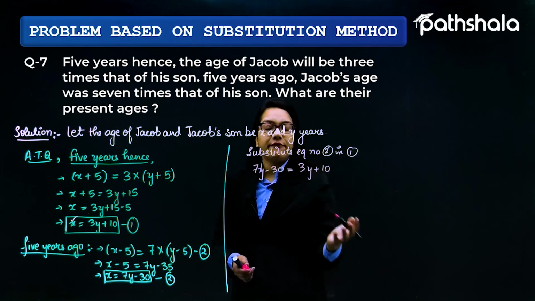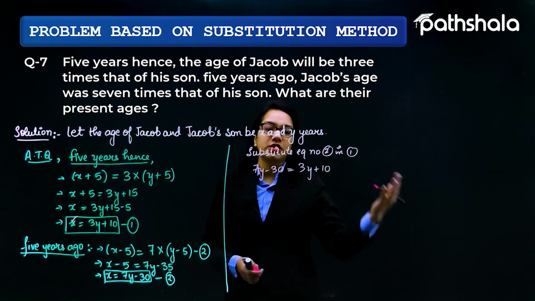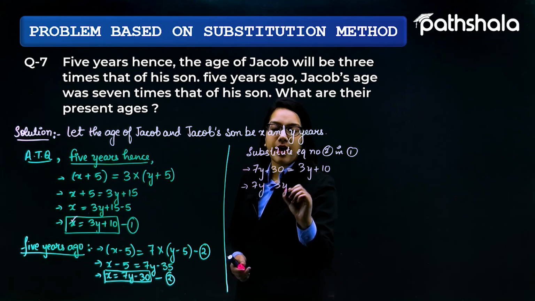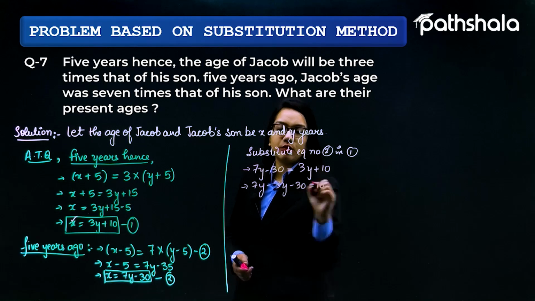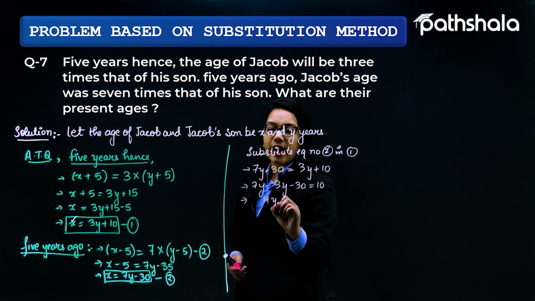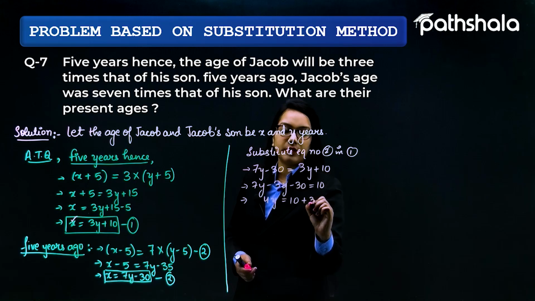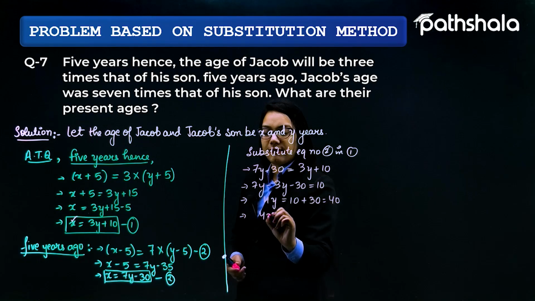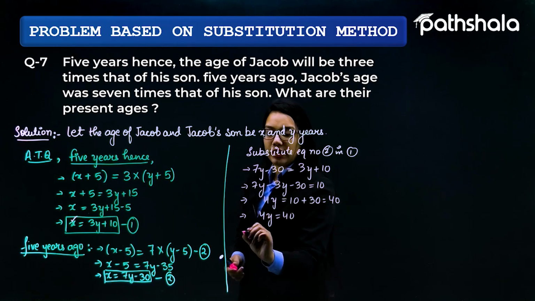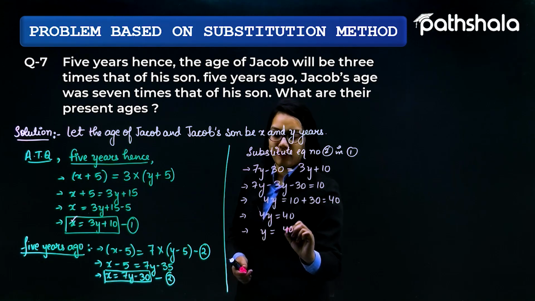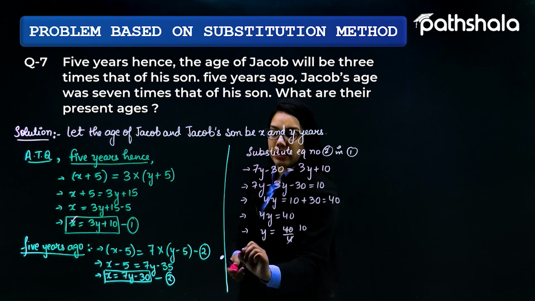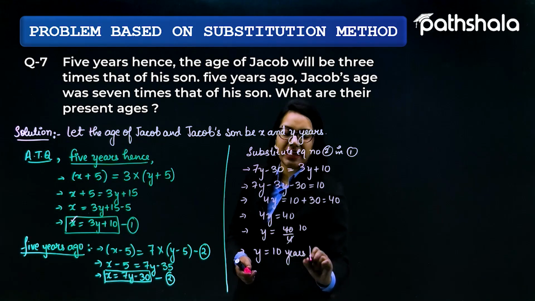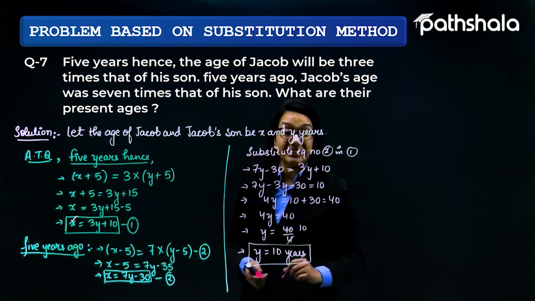Now let's take the variables on one side and the constants on the other side. So it would be 7y minus 3y minus 30, which is equal to 10. Further we have 4y equal to 10 plus 30, which is 40. So 4y is equal to 40, and y is 40 by 4, which is 10. So y is 10 years. It means the age of Jacob's son is 10 years.